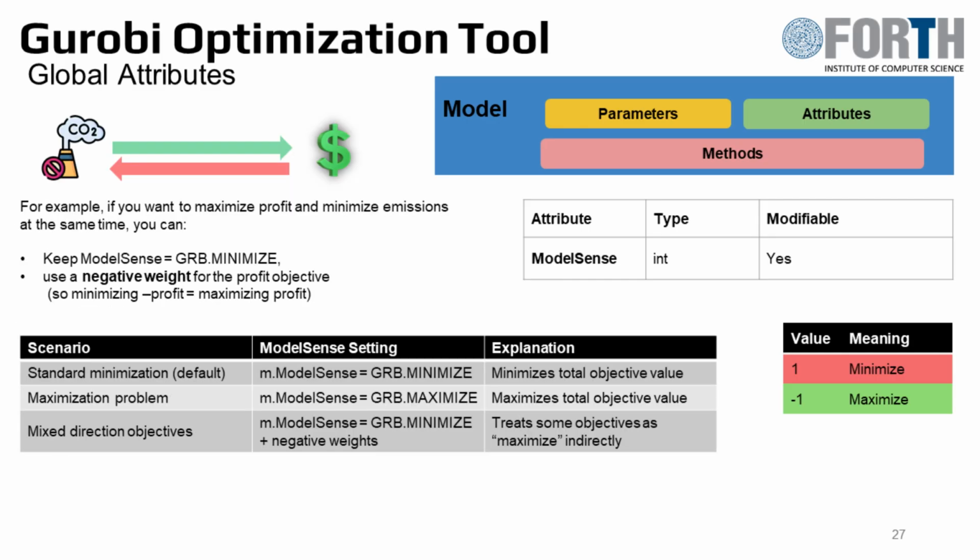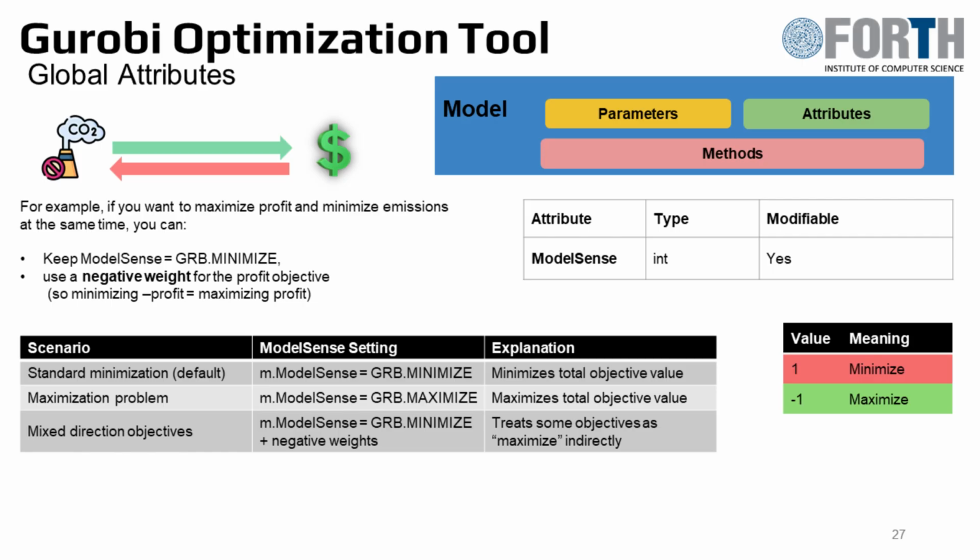For example, if you want to maximize profit and minimize emissions at the same time, you can keep model sense equal to GRB.MINIMIZE and use a negative weight for the profit objective. By default, the model is set to minimization. In that case, the solver minimizes the total objective value. If you explicitly set the model to maximization, then the solver maximizes the total objective value instead.